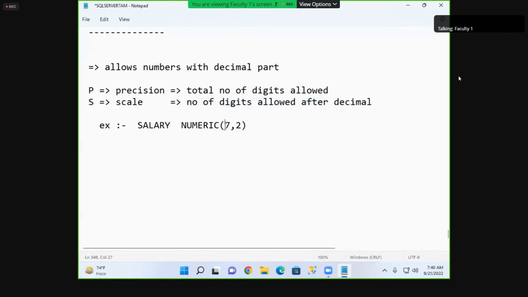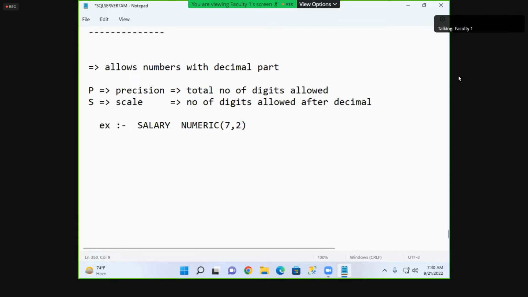So here total 7 digits, after decimal 2, before decimal how many? 5. Before decimal 5, after decimal 2, total 7. This 7 is not before decimal. This 7 is total. Total number of digits 7, after decimal 2 digits, before decimal 5 digits.